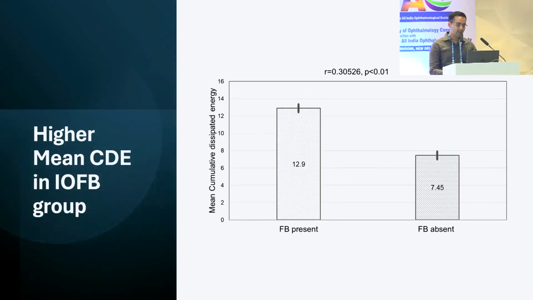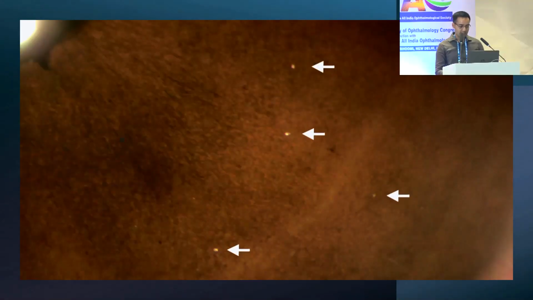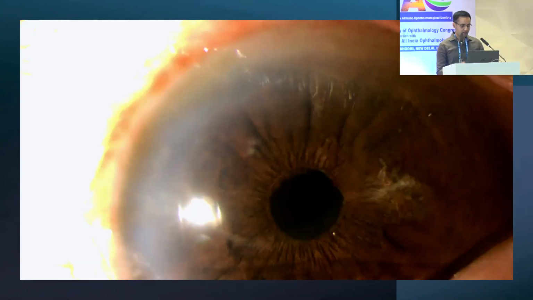In our results, we found that the cumulative dissipated energy was significantly higher in the foreign body group, that was 12.9, and it was significantly lower in the foreign body absent group. These are the foreign bodies we found. The small silvery shiny foreign bodies were found in the main port or the corneal side tunnels, which we found in 6 patients, and these are the foreign body found on the iris surface. You can see the foreign body near the pupillary margin in 4 to 5 o'clock hours.